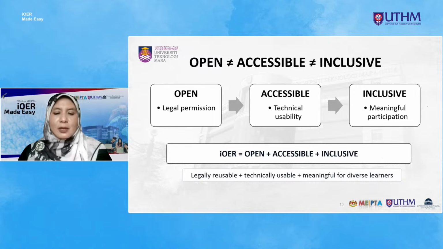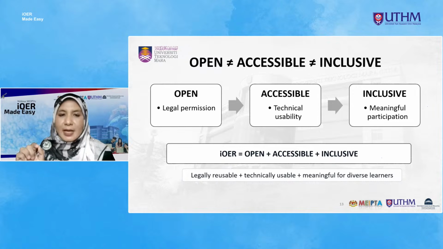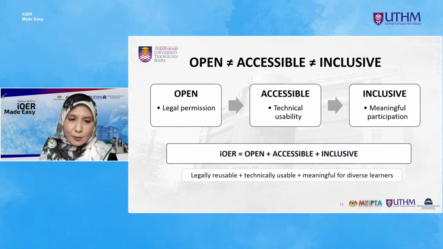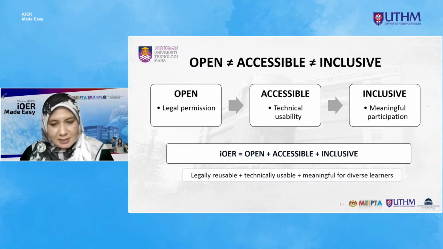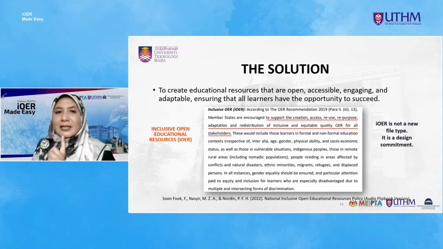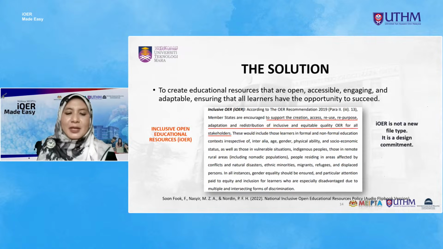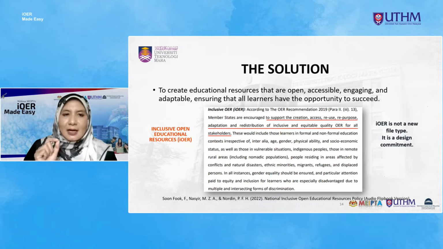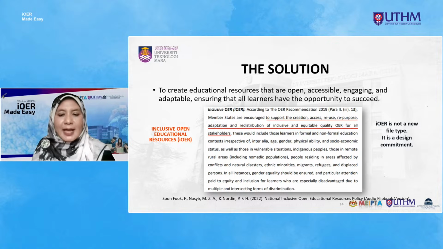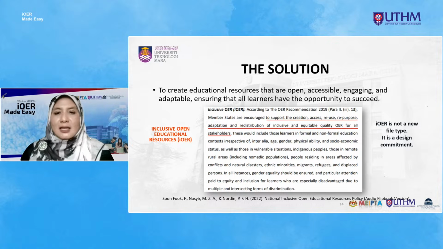And again, this is what we call not inclusive. So the goal is to design resources that are legally reusable, technically accessible, and meaningful for diverse learners. That is iOER. As per the definition, iOER refers to educational resources that are open, accessible, engaging, adaptable, and designed for diverse learners.